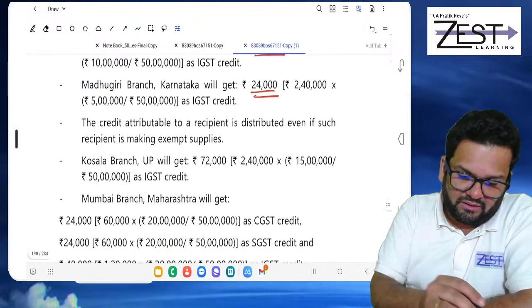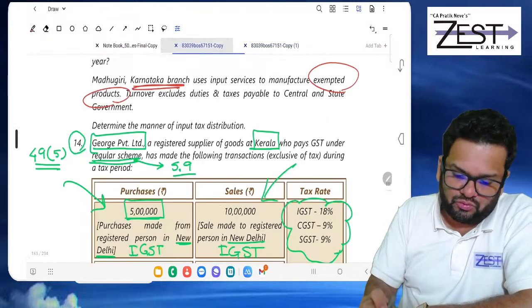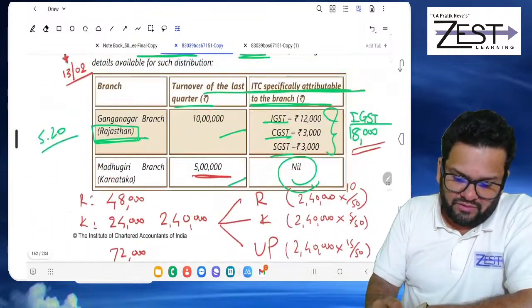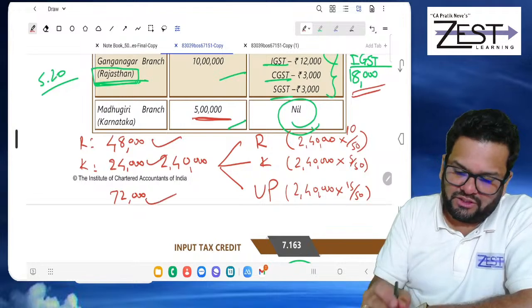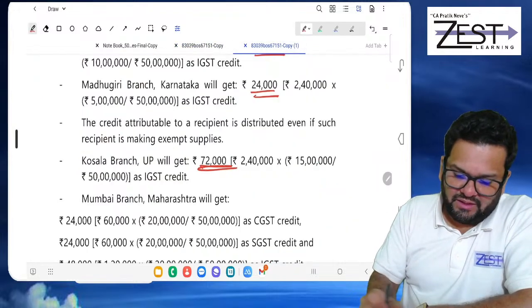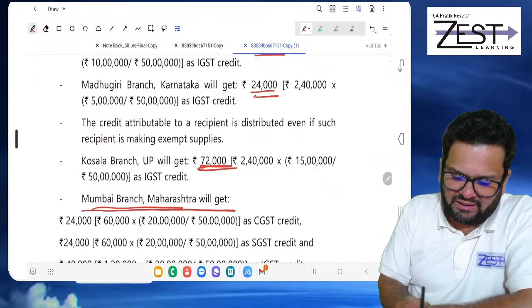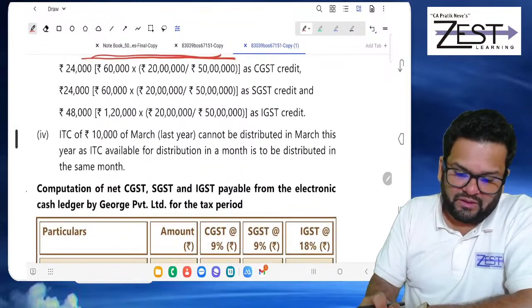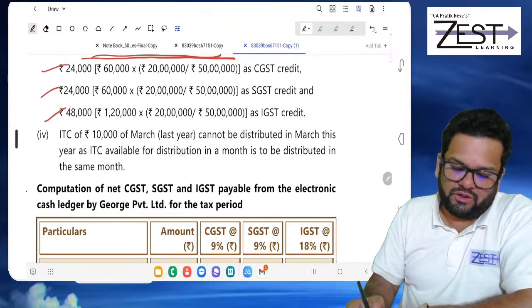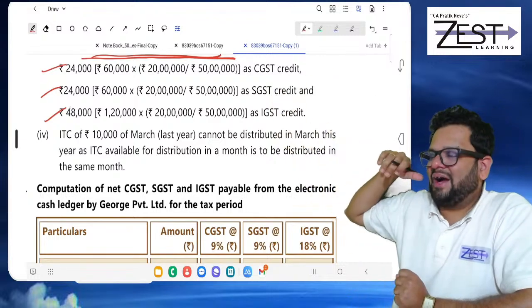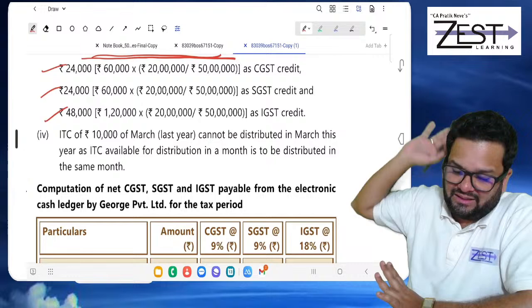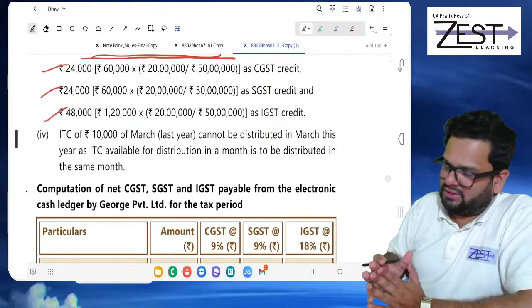So 48, 24, 72. Check. We have done it that way only. 48, 24, 72. Yes, sir. And Mumbai branch will get it as follows: 24, 24, 48. And last month's ITC or last year ITC cannot be distributed right now.